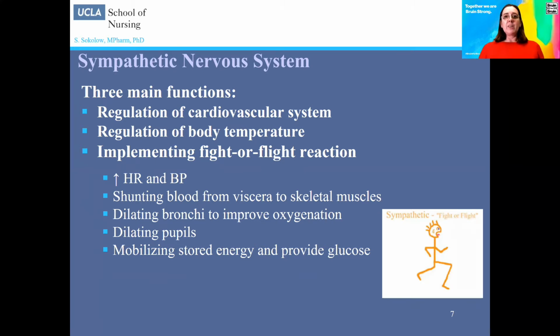So imagine a scary situation. You know what you feel when you're in a scary situation? Your heart rate starts to increase, you become sweaty, and then there are things that you may not feel, but you have the dilation of your respiratory system, and also mobilizing the stored energy in order to provide glucose to your cells so you can keep up with that fight or flight reaction.